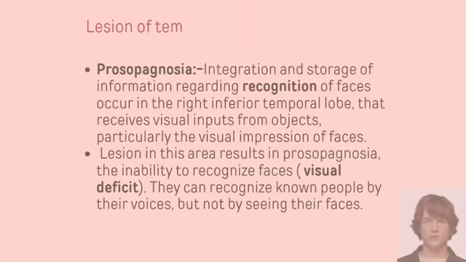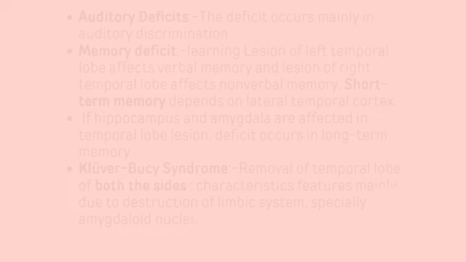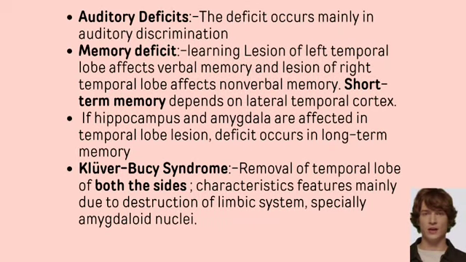Lesion of the temporal lobe produces prosopagnosia. Prosopagnosia is the inability to recognize faces, meaning a visual deficit. Auditory deficit, memory deficit, short-term memory loss, and Klüver-Bucy syndrome are also caused by lesion of the temporal lobe.